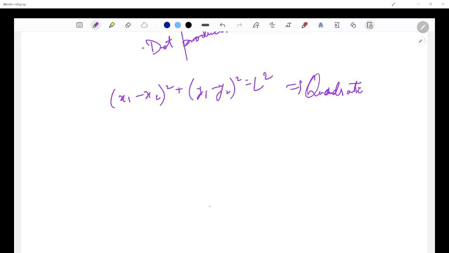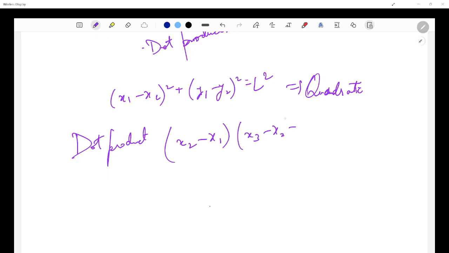And when we talk about the dot product, it's (x2 minus x1) into (x3 minus x2) plus (y2 minus y1) into (y3 minus y2). This is also quadratic. So the key observation here is there is no sine, cosine or transcendental function. There are only polynomial terms and the highest power is 2. Therefore terms are at most quadratic.